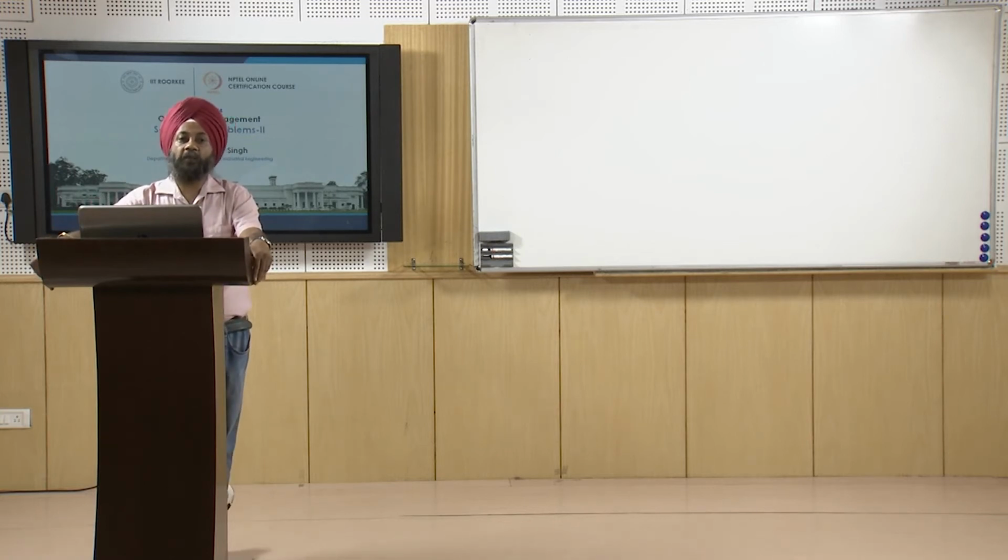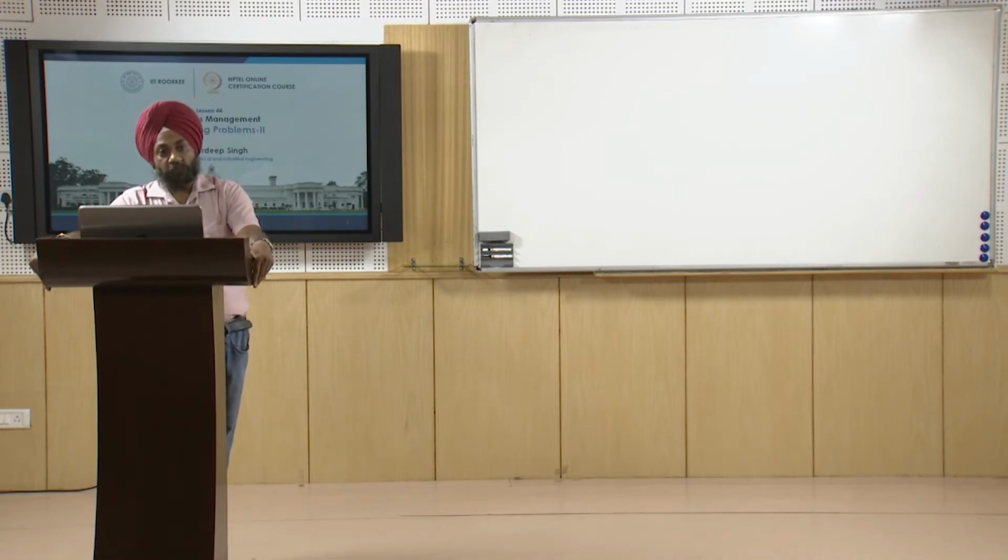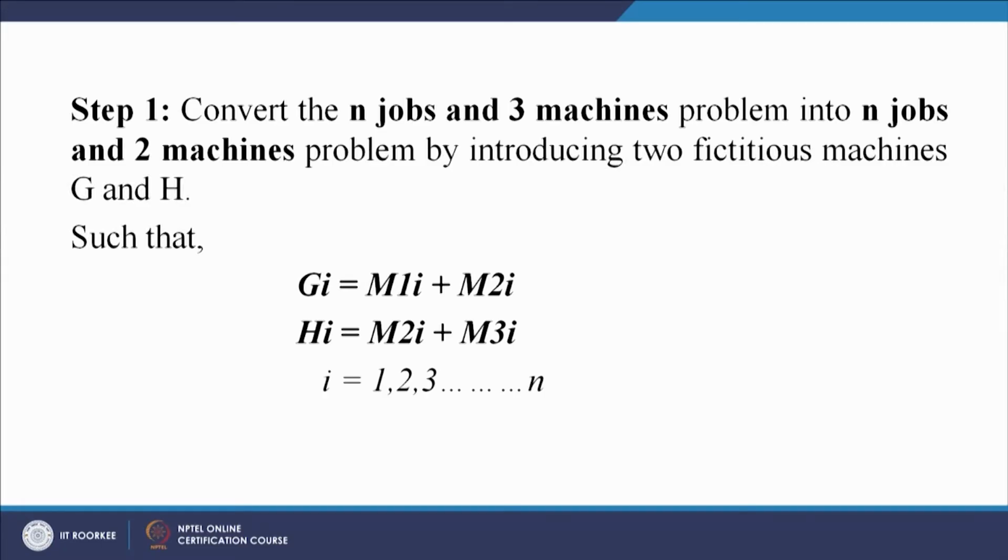Now what is Johnson's algorithm, that we will see. Now the various steps that will be followed, suppose we are assuming that the conditions are satisfied, at least one condition is satisfied. Now we go to the steps. Convert the n jobs and 3 machines problem into an n jobs and 2 machines problem by introducing 2 fictitious machines G and H. Now you can see that we have a problem at hand.